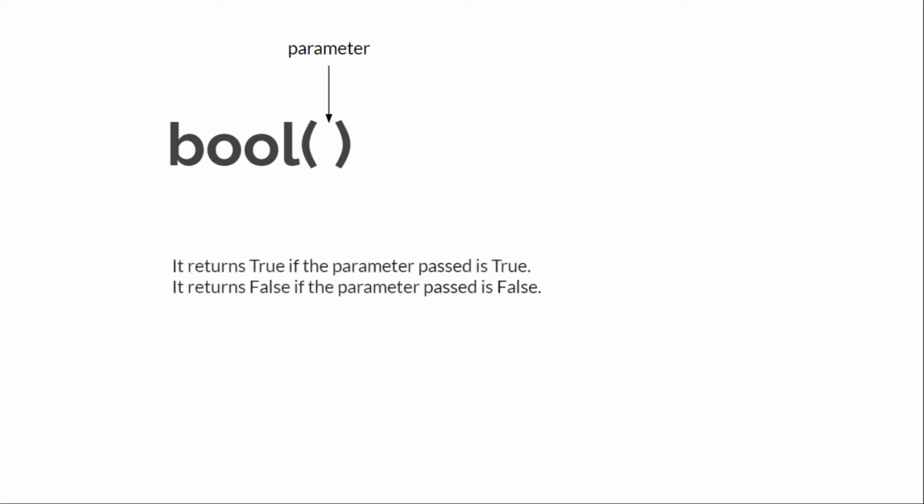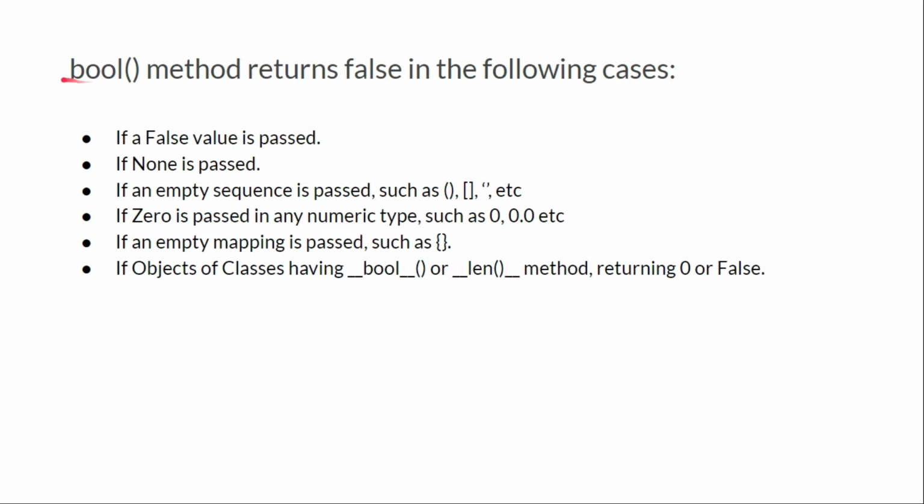It can return one of the two values. It returns true if the parameter passed is true. It returns false if the parameter passed is false. Here are a few cases in which this method returns false, except all these other values return true.